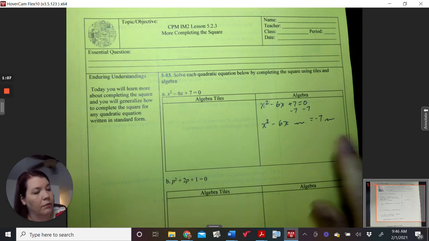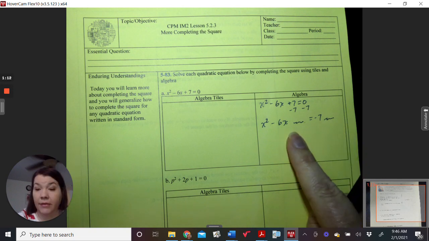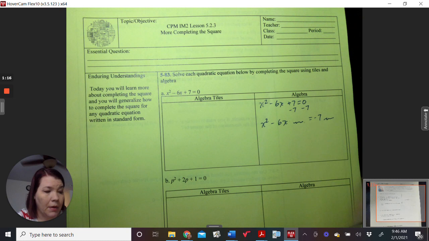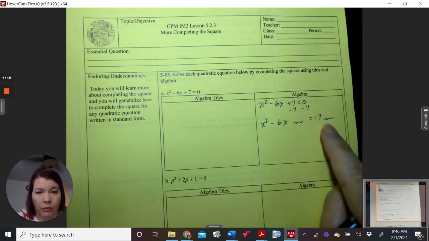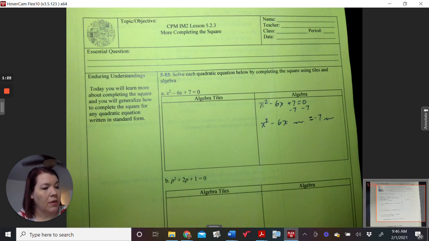Squiggle is my very formal way of saying we're going to add something to this. We need to force this thing into a perfect square, and we're going to add the same number to both sides because it's easier that way. Let's go ahead and play with the tiles for just a minute.